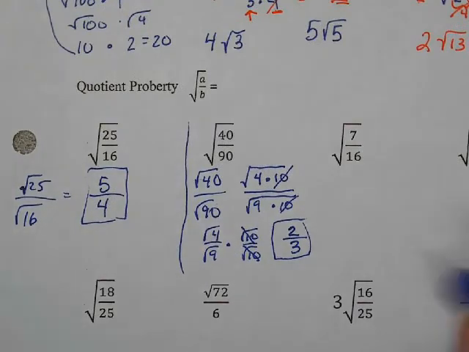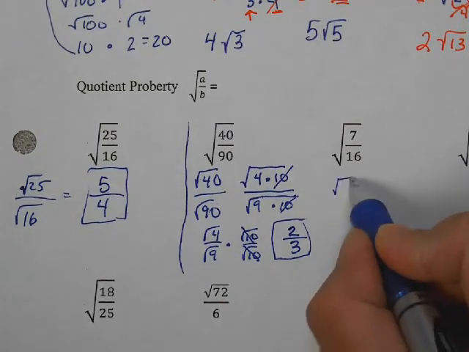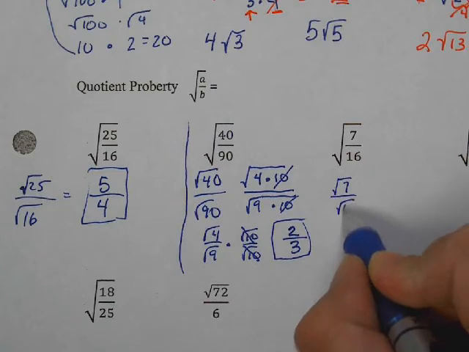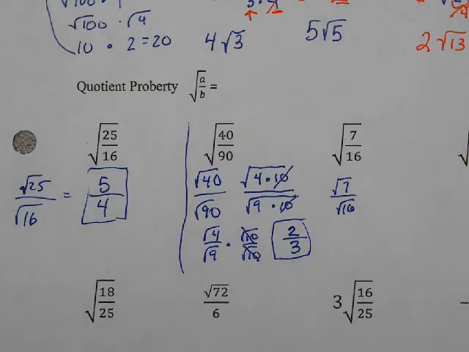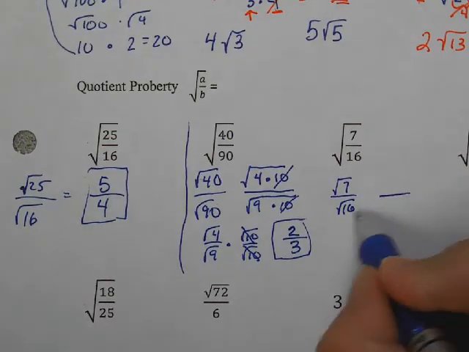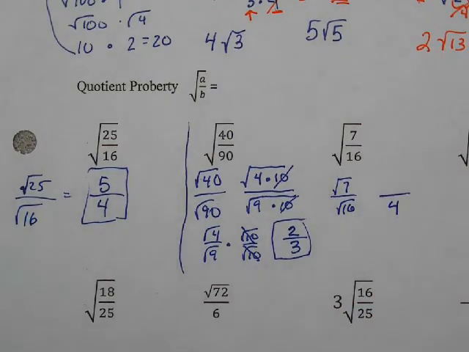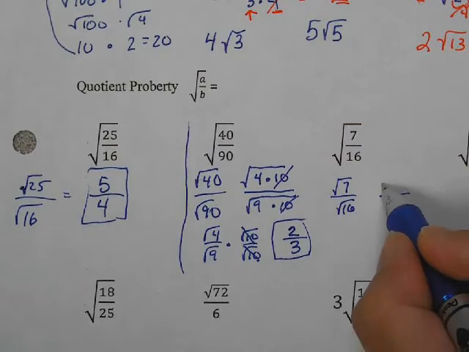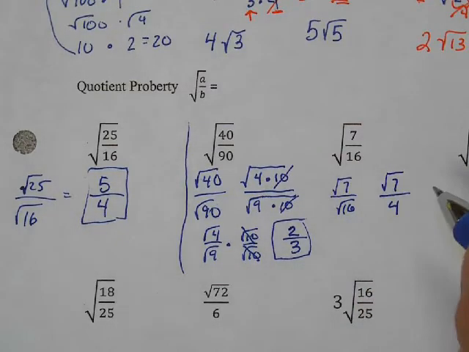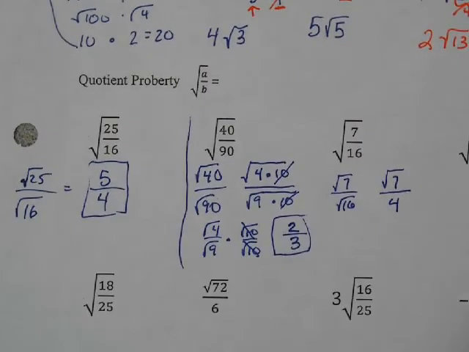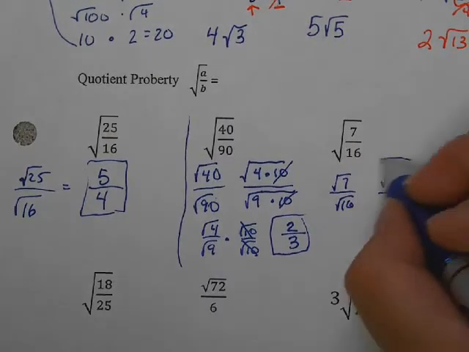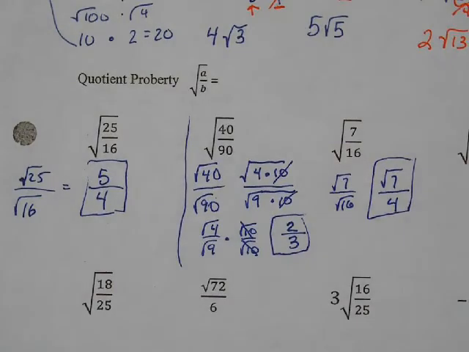Okay, let's look at the next one. When I split it apart, I'm going to have the square root of 7 over the square root of 16. And it just so happens that 16 is a perfect square, so the square root of 16 is 4. The square root of 7 doesn't have a perfect square, so I'm going to leave it. The square root of 7 over, excuse me, just 4.